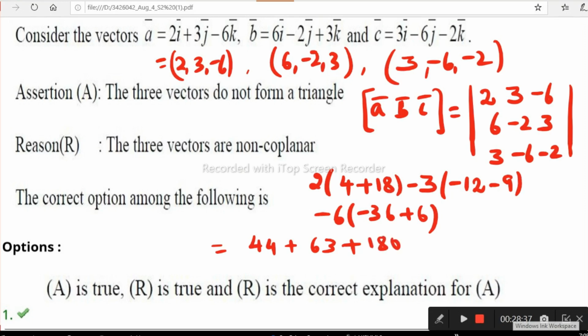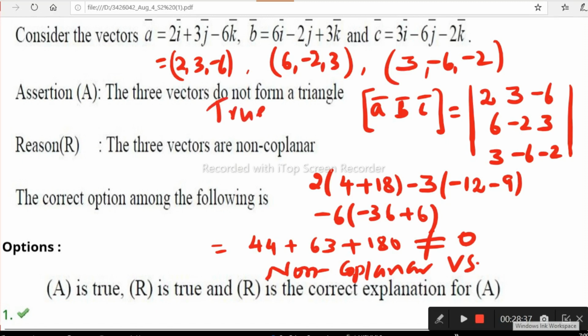So 44 plus 63 plus 180, is it 0? It's not equal to 0. అంటే ఏంటి? నాన్ కోప్లానర్ వెక్టర్స్. నాన్ కోప్లానర్ వెక్టర్స్ నాట్ ఫార్మ్ ఏ ట్రయాంగిల్. ఓకేనా? అంటే స్టేట్మెంట్ A ఈజ్ ట్రూ. ఇప్పుడు మనం ప్రూవ్ చేసింది ABC నాన్ కోప్లానర్ వెక్టర్స్ కదా, 3 వెక్టర్స్ నాన్ కోప్లానర్ కూడా ట్రూనే. మనం ప్రూవ్ చేసినది కదా, బాక్స్ ABC నాట్ ఈక్వల్ 0 అంటే నాన్ కోప్లానర్ వెక్టర్స్. నాన్ కోప్లానర్ వెక్టర్స్ అయితే ట్రయాంగిల్ ఫామ్ కాదు. నాన్ కోప్లానర్ వెక్టర్స్ అనేది ట్రూ అయింది, do not form a triangle అన్నాడు కాబట్టి వాట్ ఈస్ ద కరెక్ట్ ఆప్షన్? A ఈజ్ ట్రూ, R ఈజ్ ట్రూ, R ఈజ్ కరెక్ట్ ఎక్స్ప్లెనేషన్ ఆఫ్ A. దట్ ఈస్ క్లియర్లీ ఫస్ట్ ఆప్షన్, రైట్?